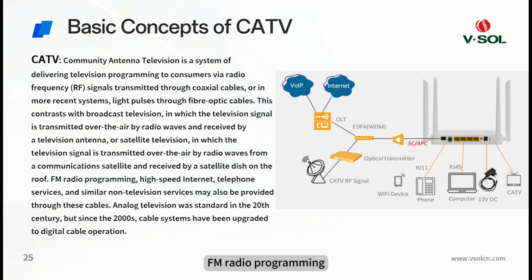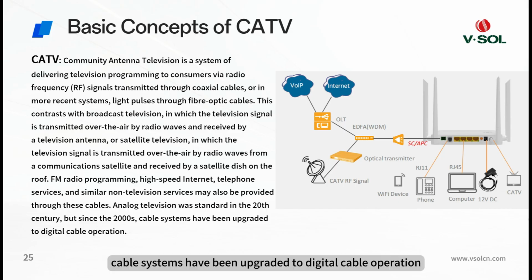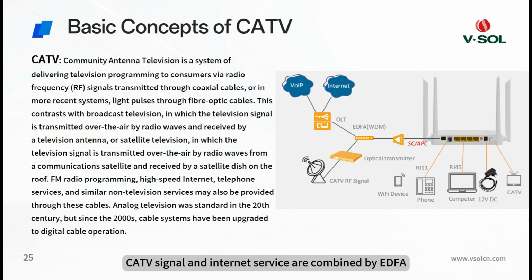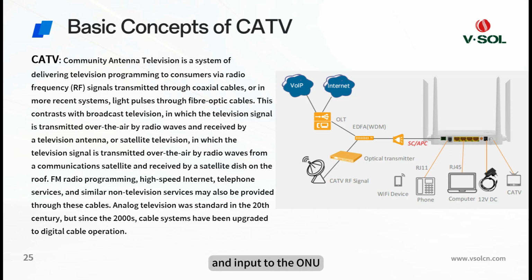FM radio programming, high-speed internet, telephone services, and similar non-television services may also be provided through these cables. Analog television was standard in the 20th century, but since the 2000s, cable systems have been upgraded to digital cable operation. From the topology, the CATV signal and Internet service are combined by EDFA and input to the ONU, which outputs to the user equipment through the RF interface.